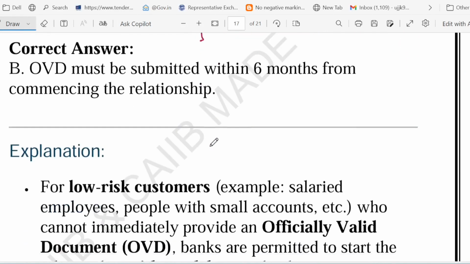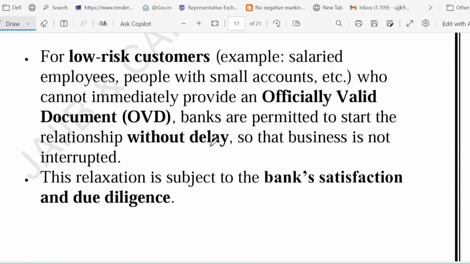So what we have discussed just now, let me summarize. I told you that the bank can open an account immediately for a low-risk customer even without OVD. But OVD must be submitted within 6 months. After 6 months, if OVD is not given, the bank must take regulatory action. The correct answer is option B.